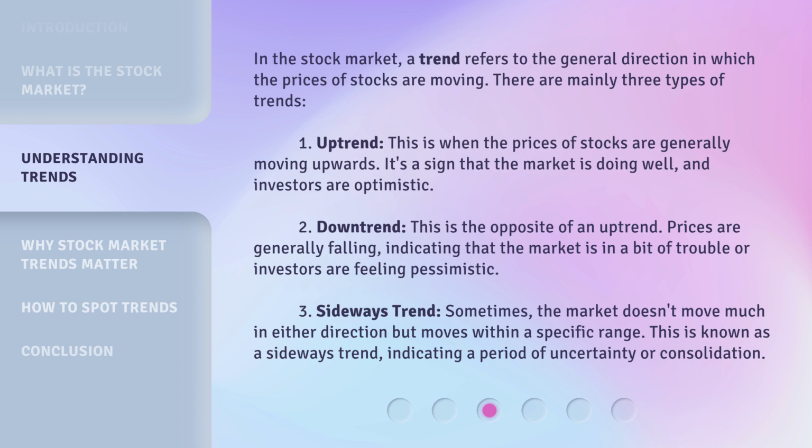2. Downtrend. This is the opposite of an uptrend. Prices are generally falling, indicating that the market is in a bit of trouble or investors are feeling pessimistic. 3. Sideways trend. Sometimes, the market doesn't move much in either direction but moves within a specific range. This is known as a sideways trend, indicating a period of uncertainty or consolidation.